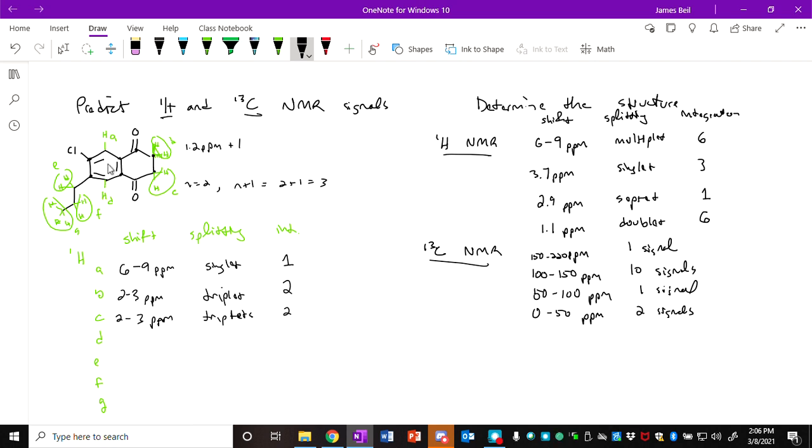Hydrogen D is similar to A. So it would also be between 6 and 9 because it's directly on the aromatic ring. And that one would also be a singlet because there's nothing on the neighboring carbon or even 2 carbons away on the ring to split it. 1 hydrogen of that type. And then E: there's no carbons on that neighboring hydrogen to split it, but there are 2 on this carbon of type F. And those 2 would create a 2 plus 1, splitting E also into a triplet.